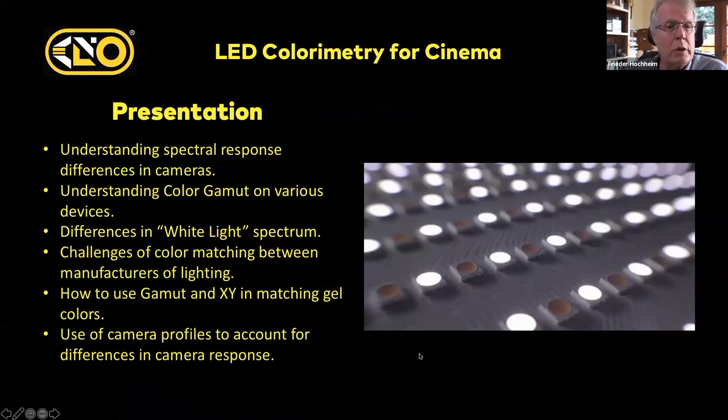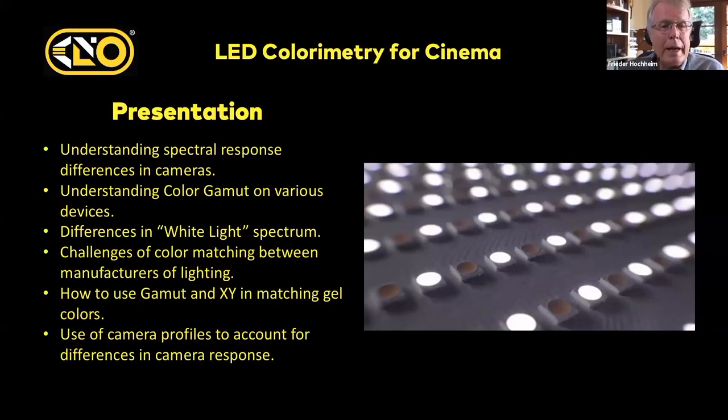So in this presentation, I'm going to talk about understanding what is the spectral response of a camera. When we say spectral response of a camera, what does that actually mean? We're going to talk about color gamut. We use this term a lot for Rec 709, P3, 2020. What does it actually mean in terms of lighting, and how is that significant?